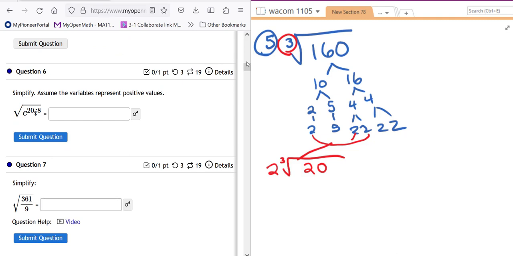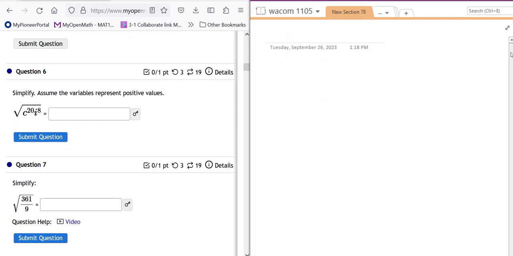All right, this one just has variables, and it's too bad that the computer used an I there. It generates the variables randomly. The I we've been using for square root of -1, that is not what it means here. It is just a random variable here. So C to the 20th and I to the 8th.